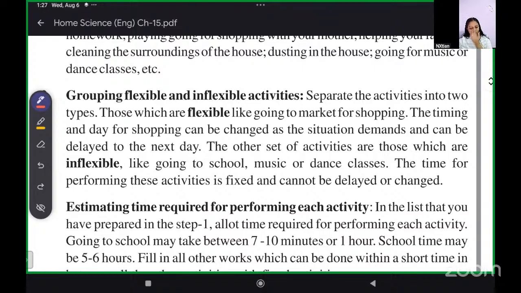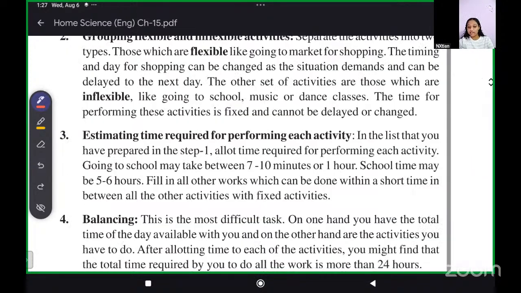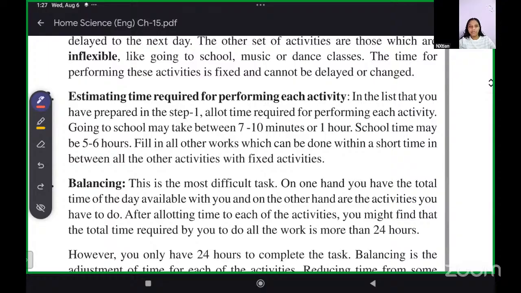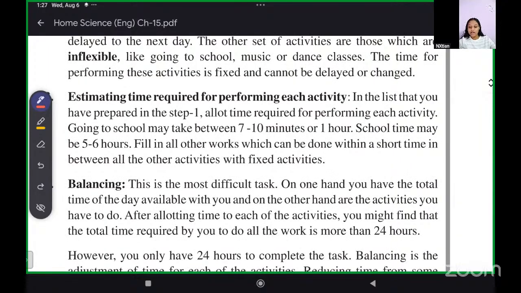The time for performing inflexible activities is fixed and cannot be delayed or changed. Estimating time required for performing each activity. The next thing that you're going to do is you estimate how much time it's going to take you to do every activity. Like in the list that you have prepared in step one, allot time for each activity.